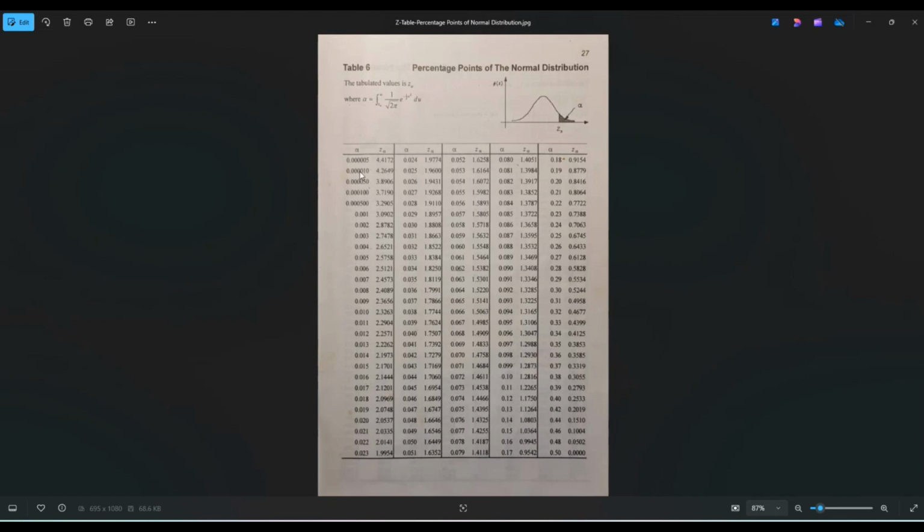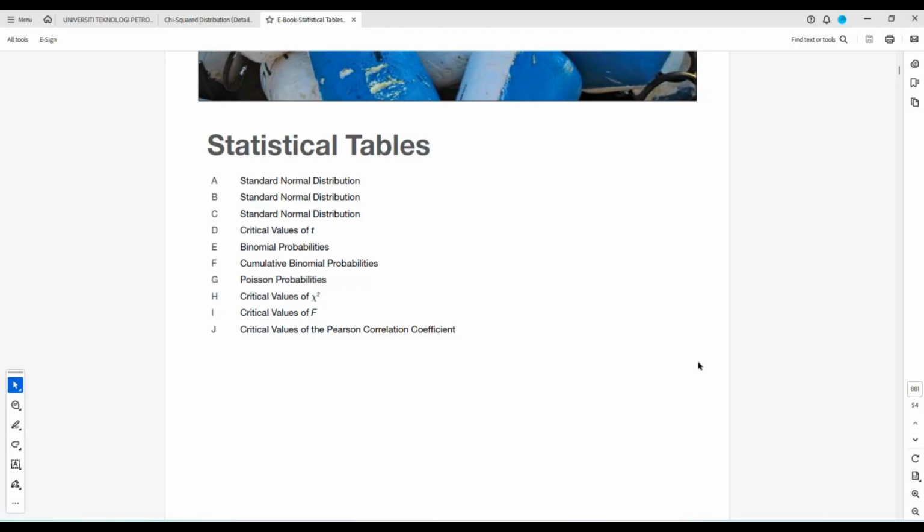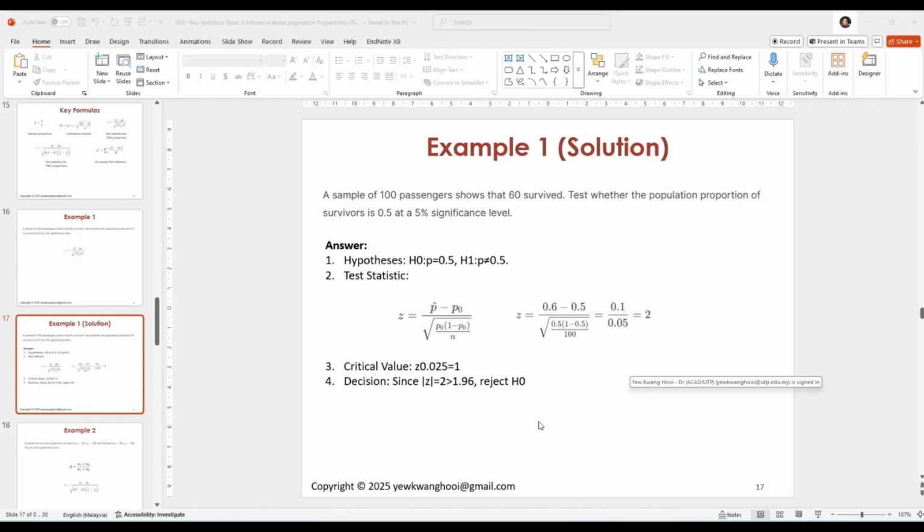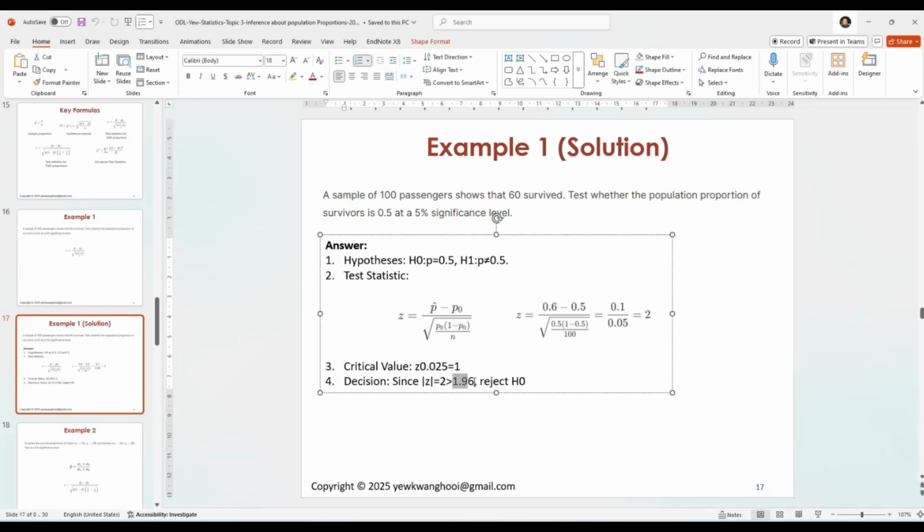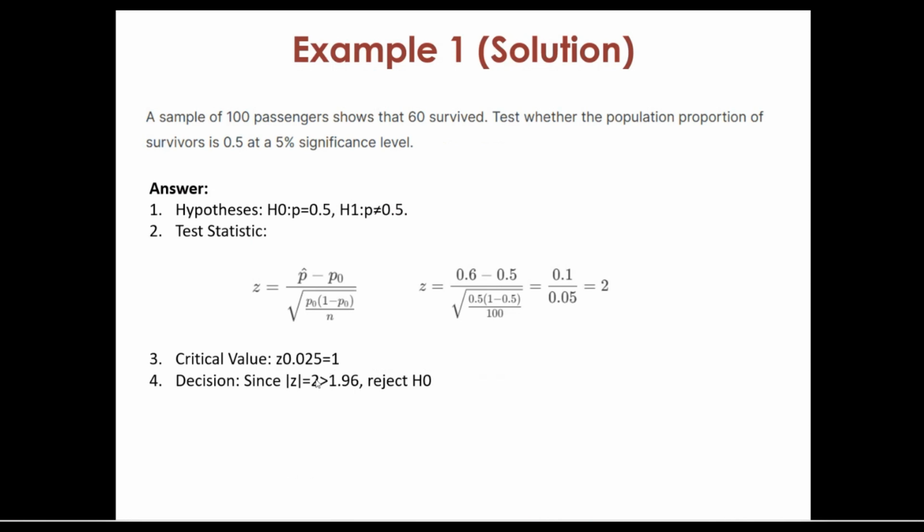You just go down. This column doesn't have it, because the bigger is 0.0023. This column, 0.005, so here is 0.05. But wait, just now we were not looking for 0.05, we were looking at 0.025. Okay, 1.96. So there you go, 1.96. Now, this is the critical value.